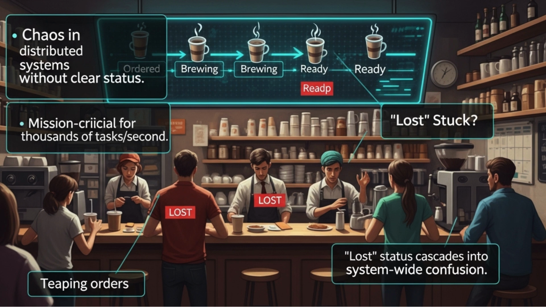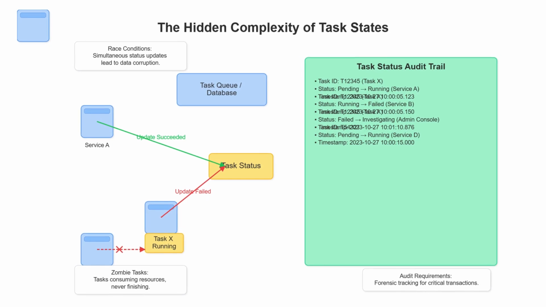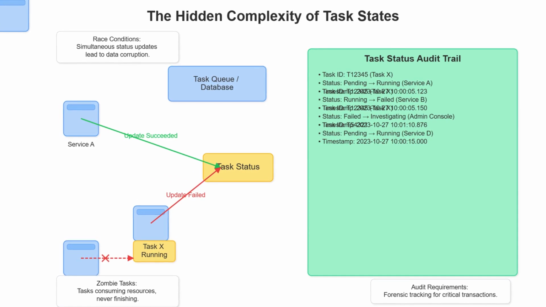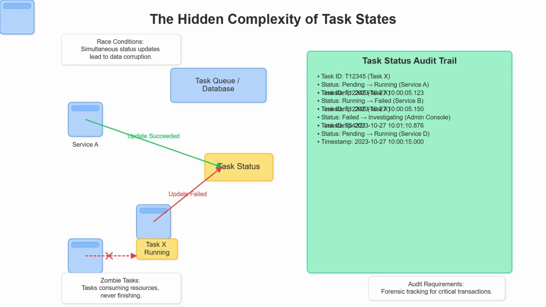Most engineers initially think task status is straightforward. Just mark it complete when it's done. But in the real world of ultra-scalable distributed systems, it's far messier. First, we face race conditions. What happens when two different servers try to update the same task status simultaneously? Without careful handling, you might mark a failed task as succeeded, or worse, completely lose track of a critical task state, leading to data corruption and inconsistent system behavior.